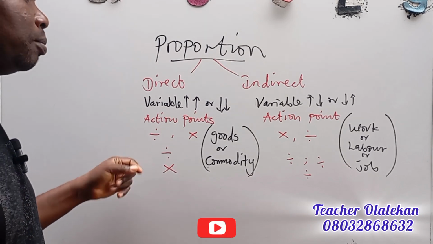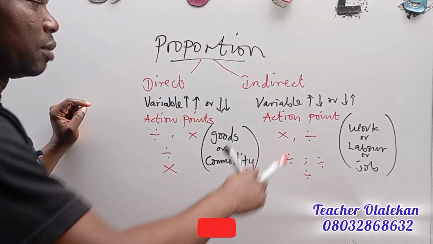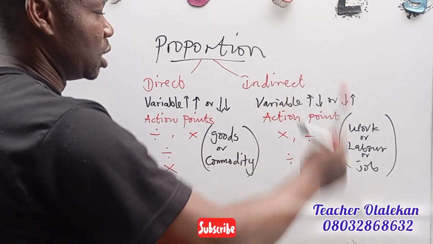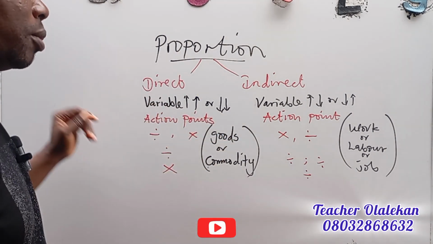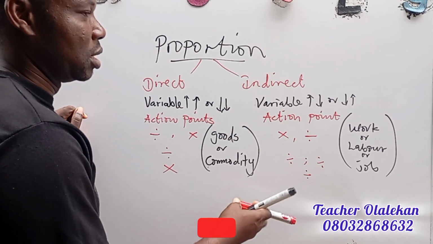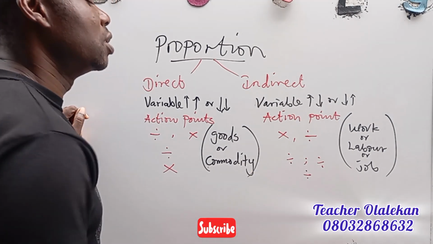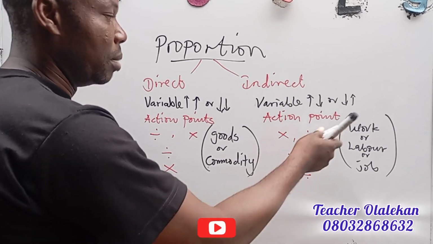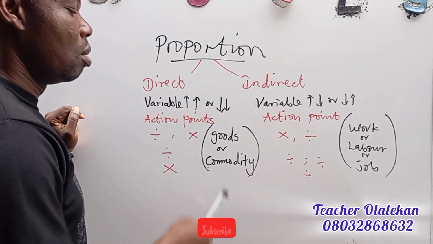But indirect proportion is a type of proportion in which as one variable goes up, the other is expected to come down, or as one variable comes down, the other is expected to go up. That is, as one value goes up, the other is expected to go in the opposite direction. That's why they are indirect or inverse. The action point is that you multiply first, then you divide next, or you may do double division, or you may do only division alone. This is a common action point. And do not forget that indirect proportion is based on labor or getting a job done, while direct proportion is based on goods or commodities.